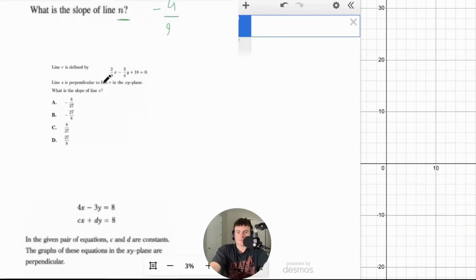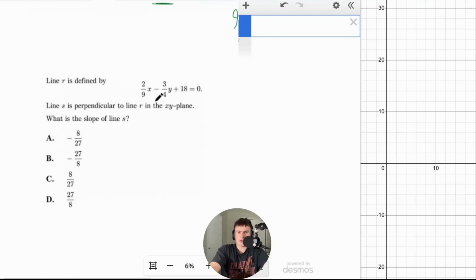Next, it says line R is defined by this equation. Line S is perpendicular. What's the slope of line S? We have this weird equation. We could solve for y, like in slope-intercept form, but that's too hard. We're given multiple choice, so it's going to be a lot easier just to plug it in. So here's what I'm going to do. By the way, you want to get into a prediction process, so I want to predict what I'm going to do first. I'm going to graph this equation, and then since I have the slopes as the options, I'm just going to plug all the slopes into an equation and see which one forms a 90-degree angle, because that's perpendicular by definition, right? So you want to type in the given equation, minus 3 over 4y plus 18 equals 0.